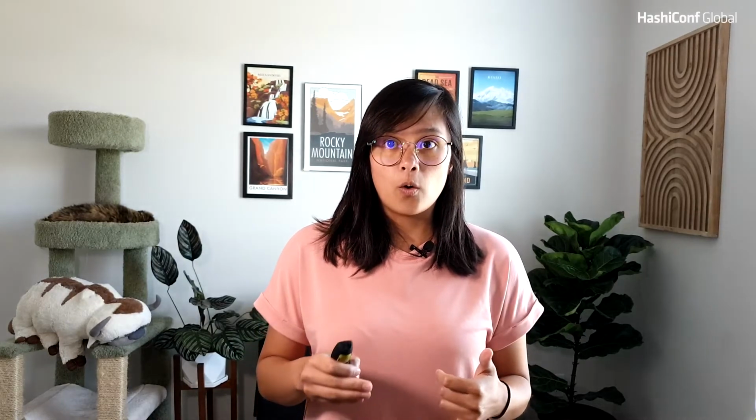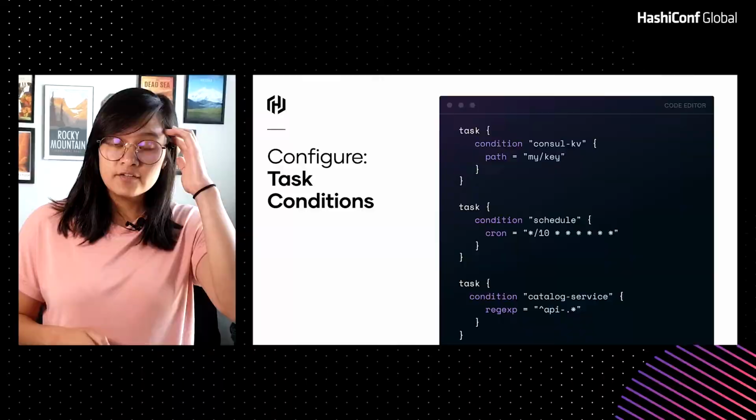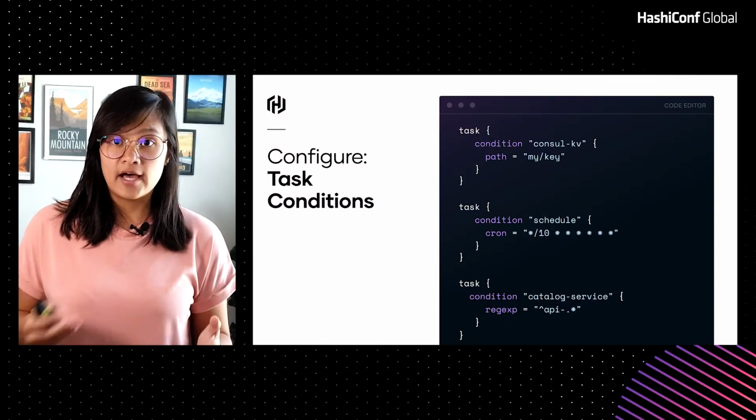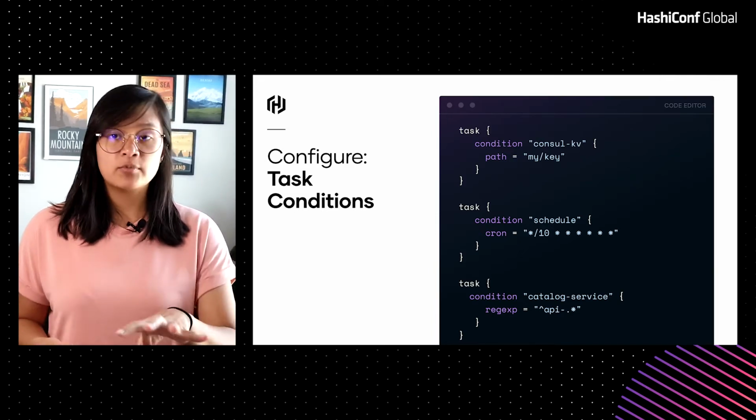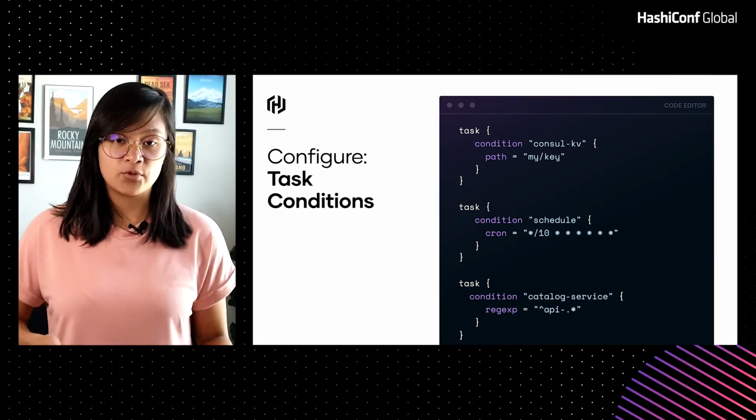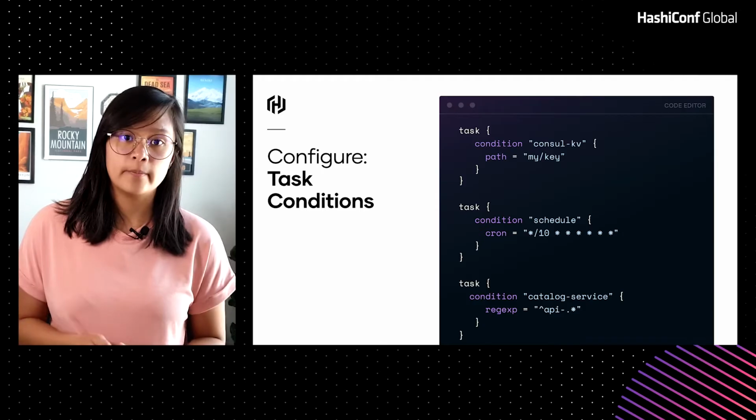Other triggers that can determine when tasks should be executed include monitoring the Consul KV for changes or running that task on a schedule. And you can even more freely have a task monitor services that match a regular expression. This example right here matches all services that have the prefix API in the service name. That's the rundown on CTS integration with Terraform Cloud.